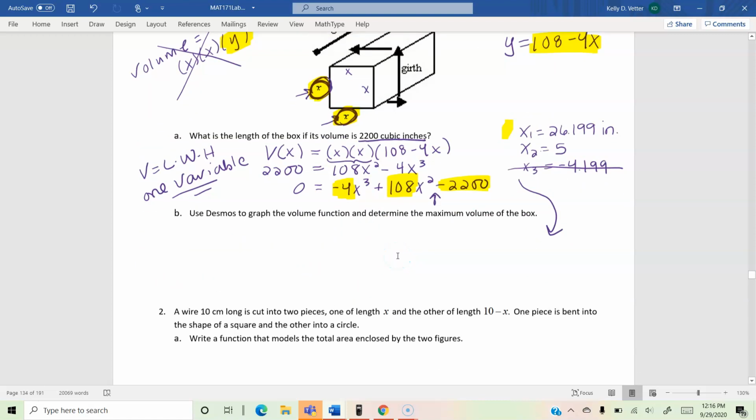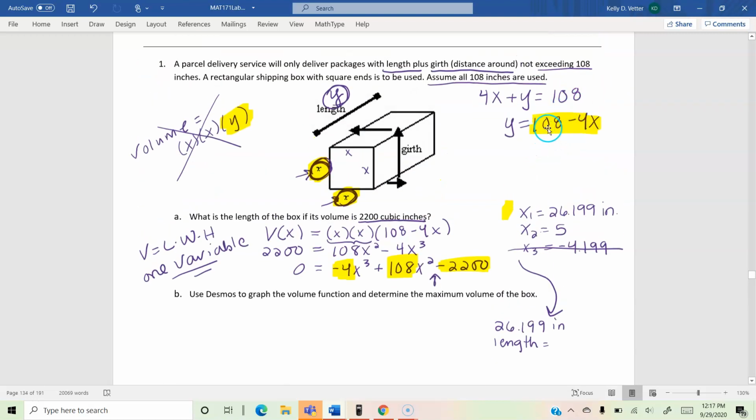So if we go with the x sub 1, okay, then that means we will have 26.199 inches as one of our dimensions, right? And if we use that as the value for x, then we can calculate that length, right? The length is going to be 108 minus 4 times x.